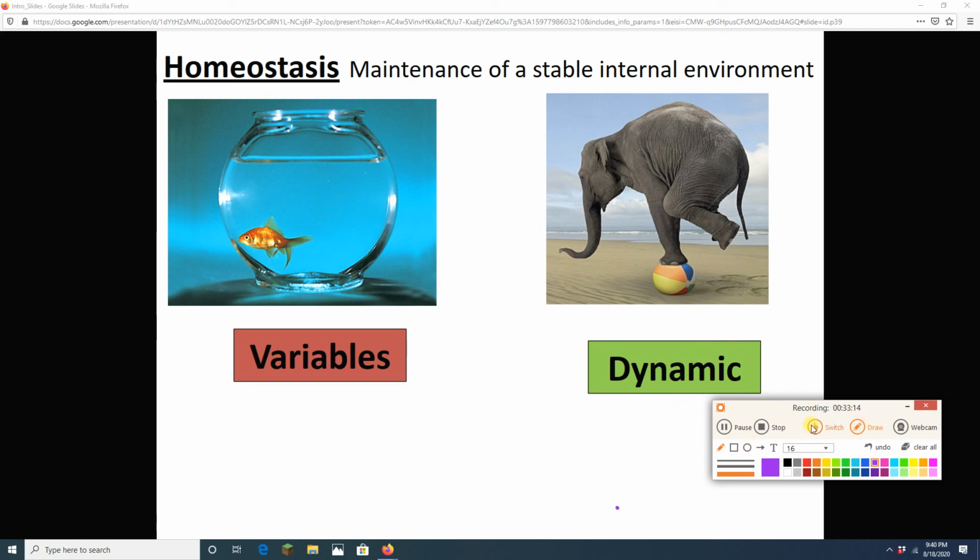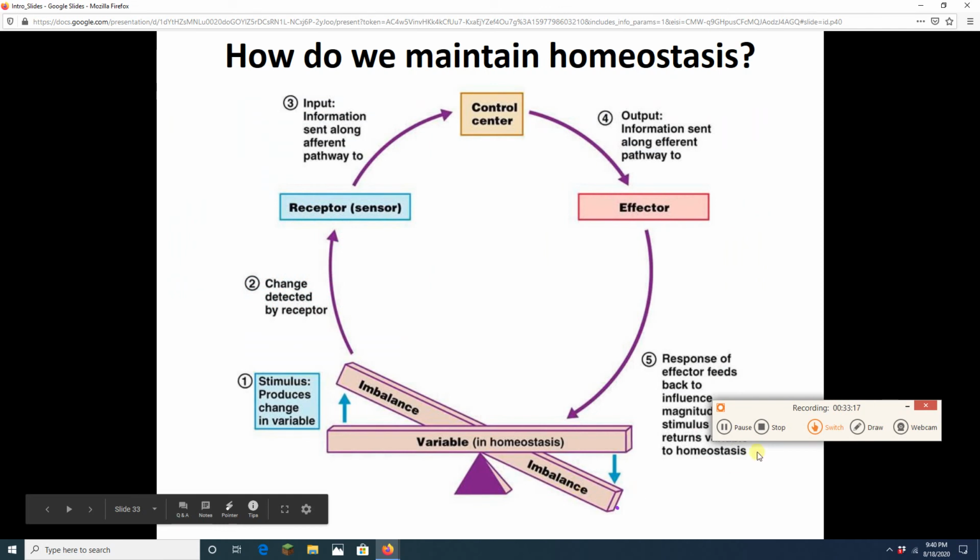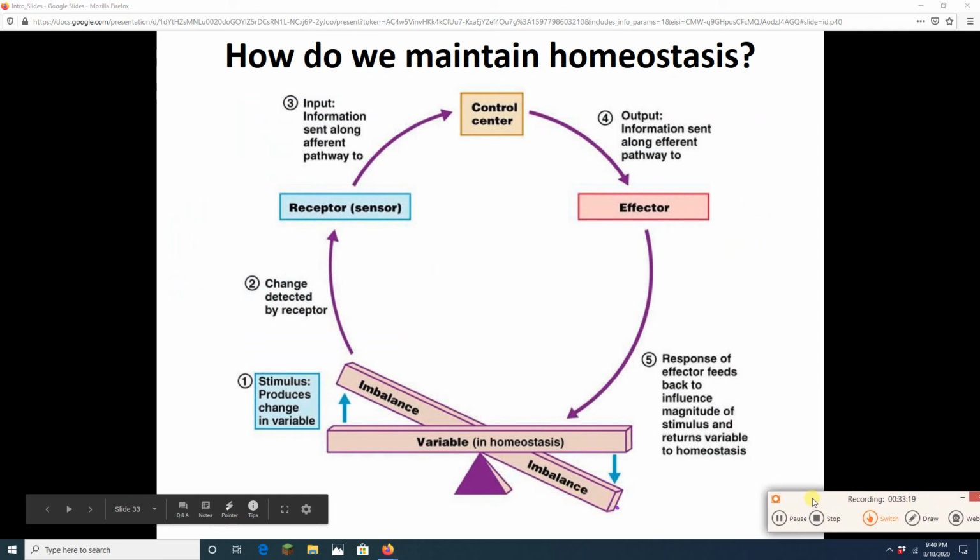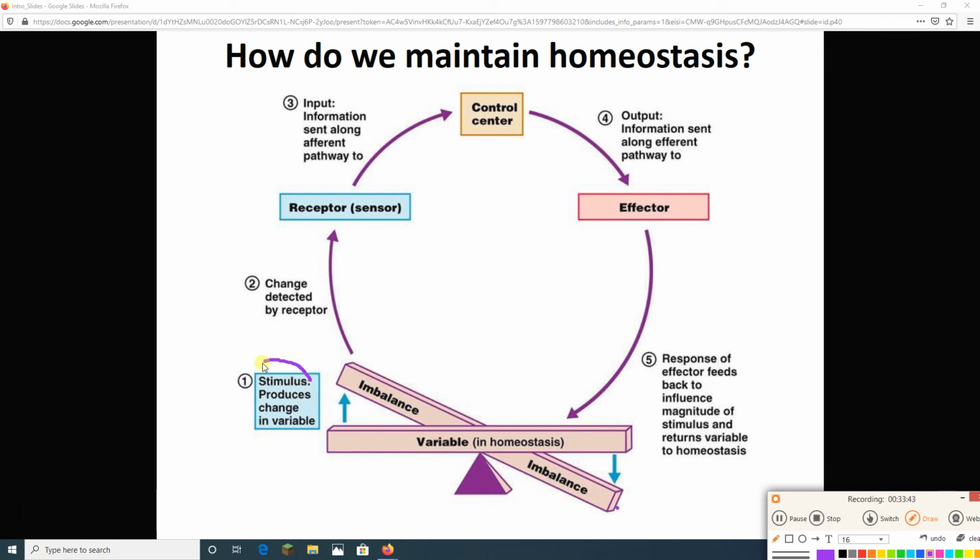We're almost done. Bear with me. All right, this is our basic diagram of how we maintain homeostasis. Look down here. We have a little pyramid, and on that pyramid it says balance. There is a variable, and it's in balance, okay? If there is some sort of stimulus that produces a change in the variable, what we first have to do is be aware of that. We have to measure that change.